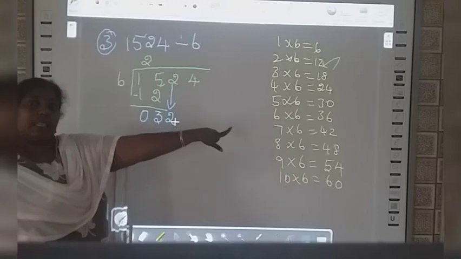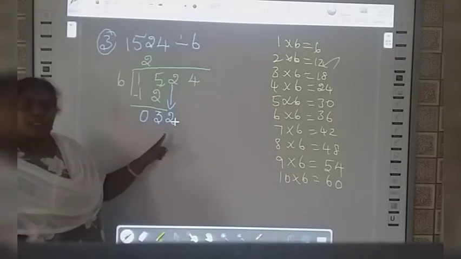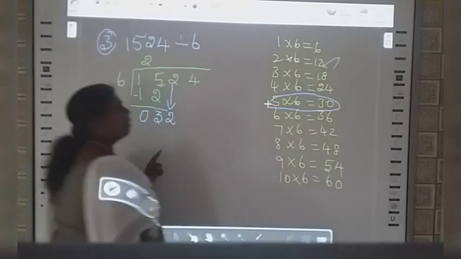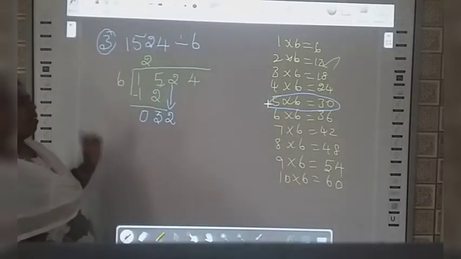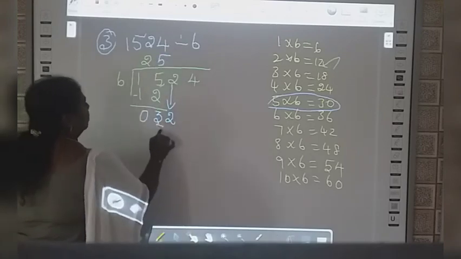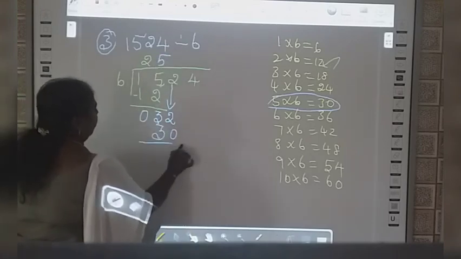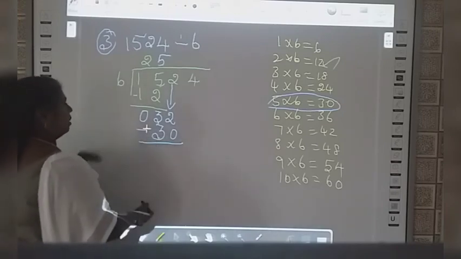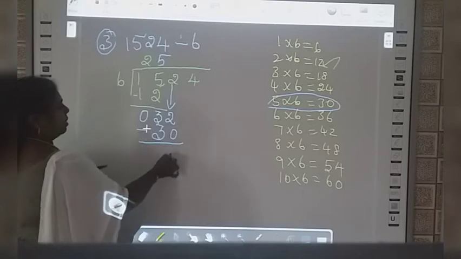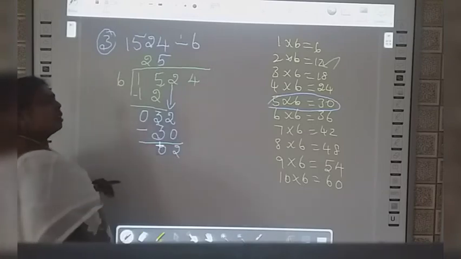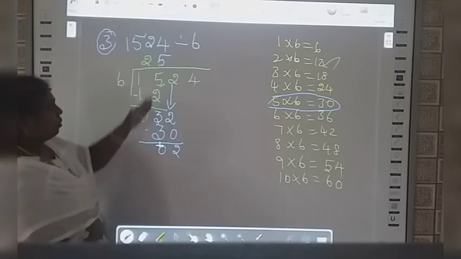6 times 6 are 36. But here it is 32, so 36 we cannot take. So we can take 30. Right? How many times? 5 times. So 5 times 6 are 30. Yes. Then next step, you have to subtract these two values. 2 minus 0 is 2. 3 minus 3 is 0. Right? Yes. So one more number is there.